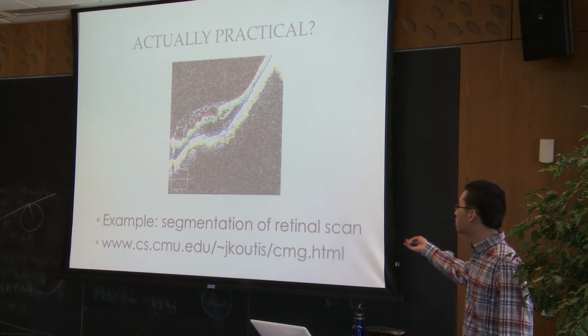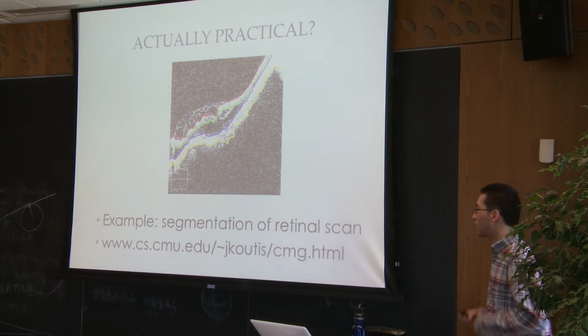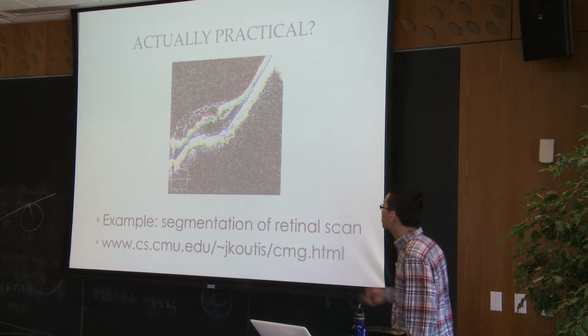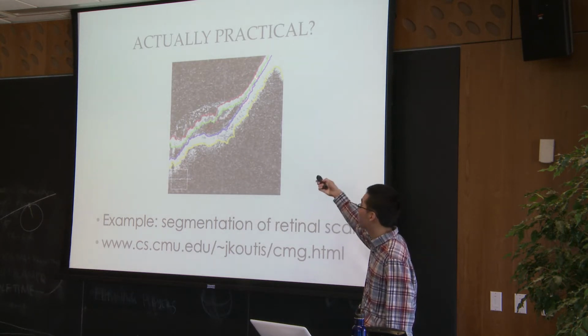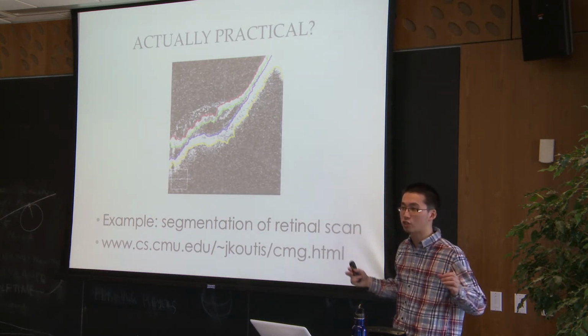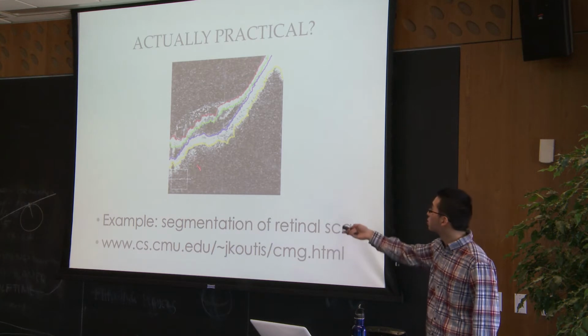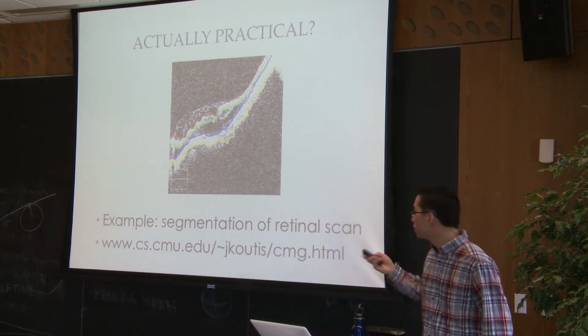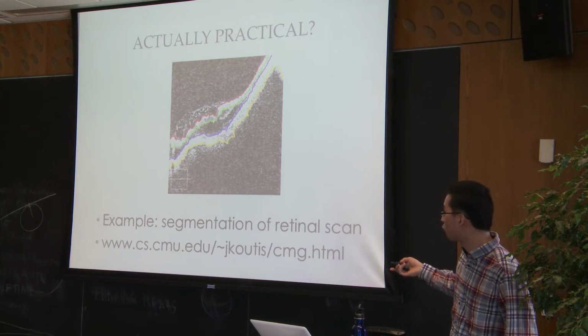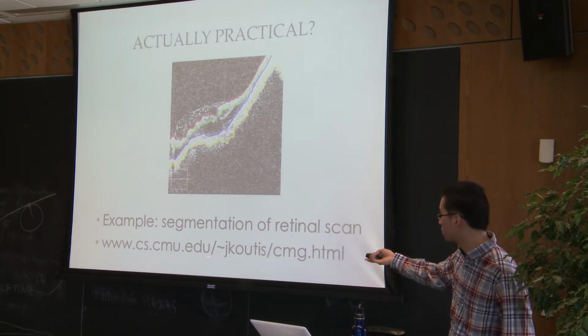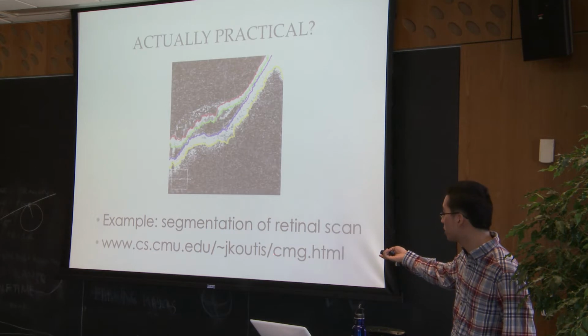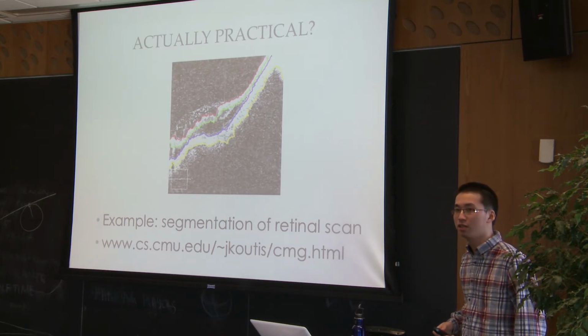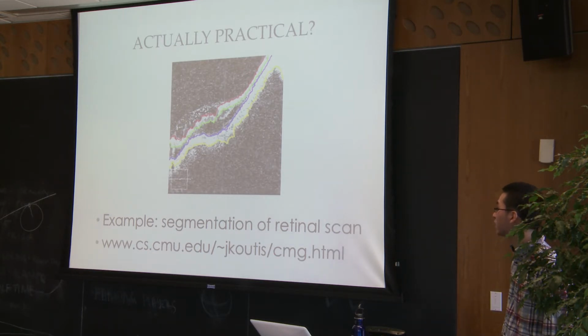This is an example of using this algorithm for segmentation of the scan of a retina. This is a picture of a scan of somebody's retina, and you're trying to separate out the layers of the retina. The colored lines are just cuts generated by this algorithm. And you can download this package at cmu.edu jkoutis cmg.html, and I'll show this link again at the end as well.